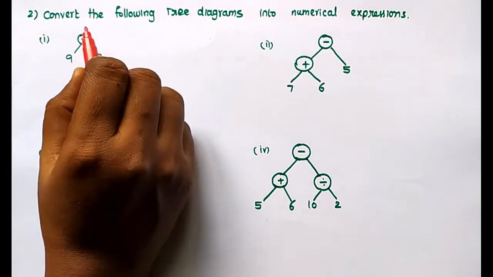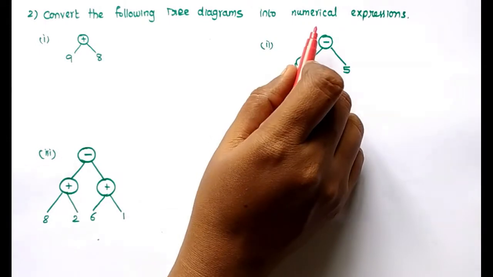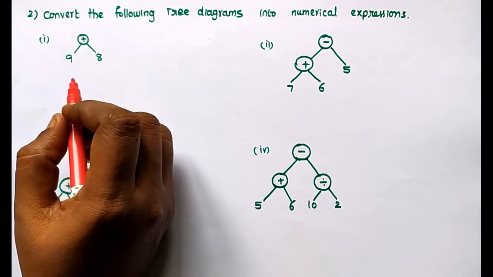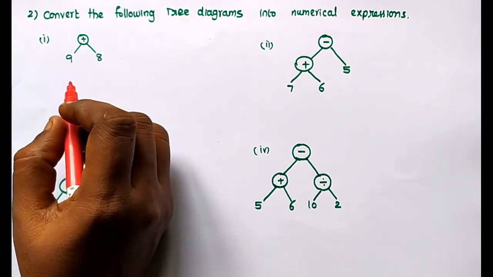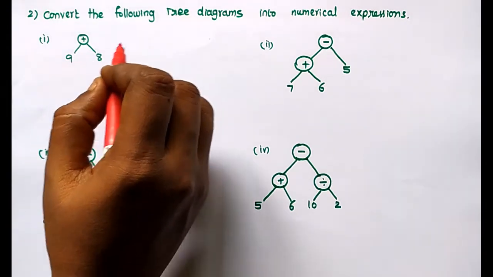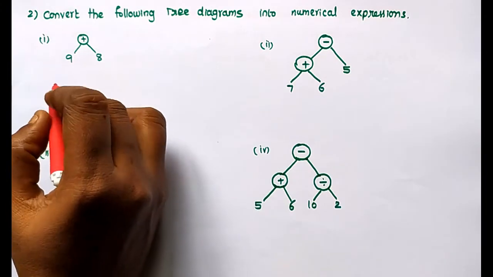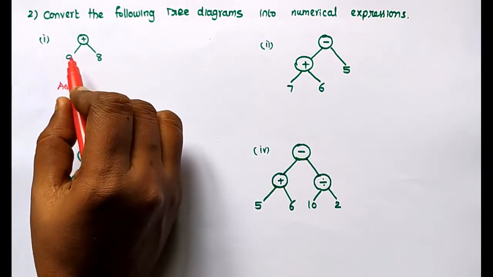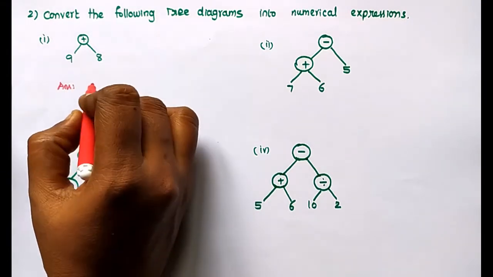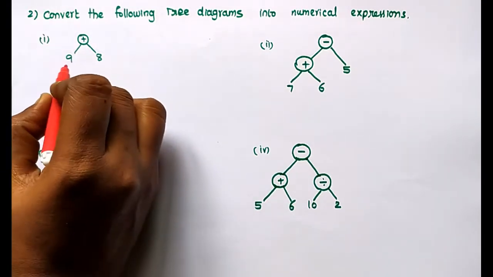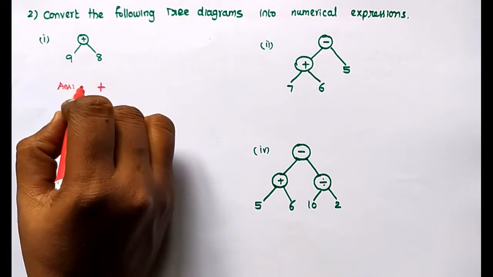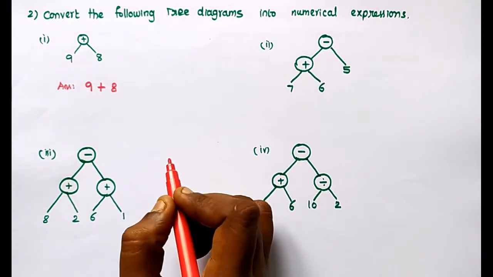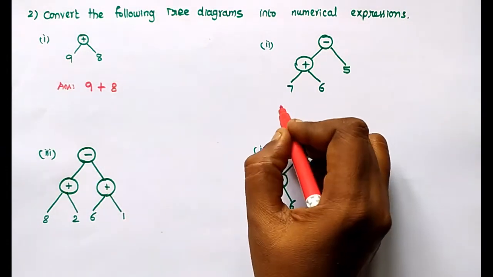Second sum, convert the following tree diagrams into numerical expressions. Listen, in the last sum they gave the numerical expression. We have to draw the tree diagram. Now they gave tree diagrams. From that we want to find out the numerical expression. Listen, main operation is plus. Which ones we have to add? That means 9 plus 8. That is the answer.